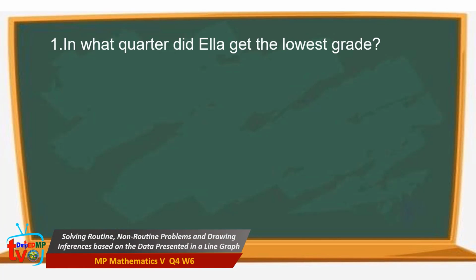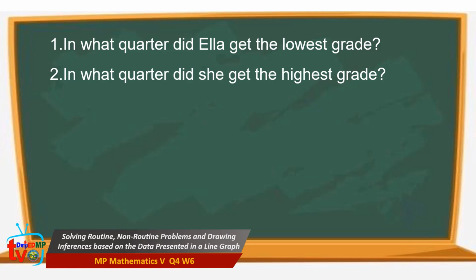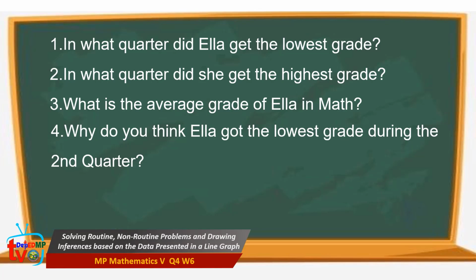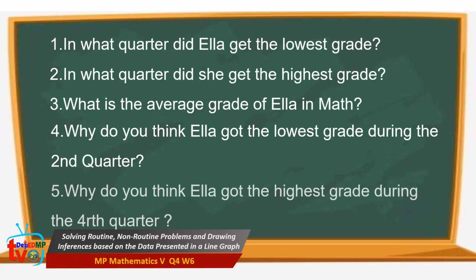In what quarter did Ella get the lowest grade? In what quarter did she get the highest grade? What is the average grade of Ella in math? Why do you think Ella got the lowest grade during the second quarter? Why do you think Ella got the highest grade during the fourth quarter?